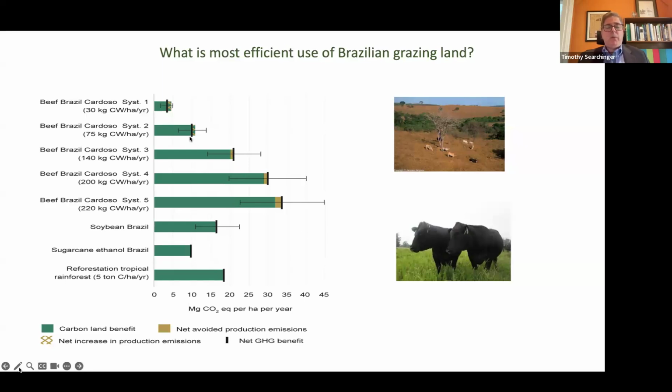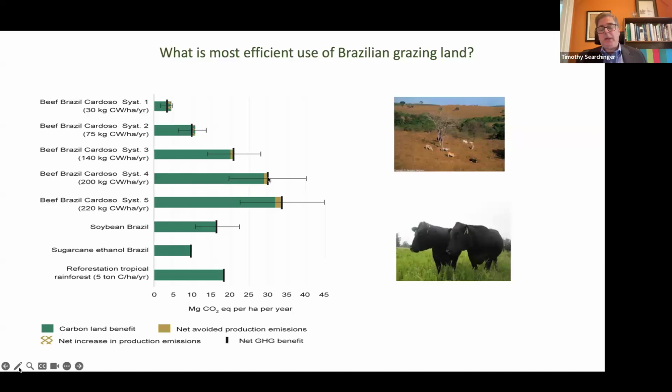And we analyzed what would be the climate benefit of doing that. So let's say you have a low degraded land like this, and you're only producing about 30 kilograms of beef per hectare, and you have a chance to improve it, so it's producing 200 kilograms. What's the relative benefit of that versus even turning that into ethanol or reforesting it? And it turns out the best thing you can do is that.